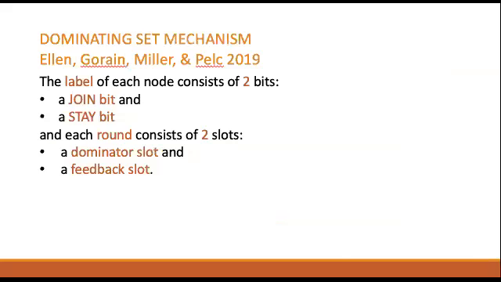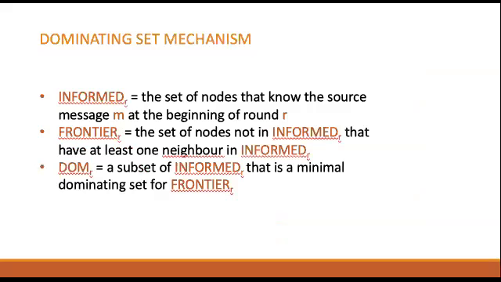In the dominating set mechanism, each node has a label consisting of 2 bits, which are called the join bit and the stay bit. Slots are grouped into rounds with 2 slots each, a dominator slot and a feedback slot. At the beginning of each round R, 3 sets of nodes are defined. Informed is the set of nodes that know the source message. Frontier is the set of nodes that don't know the source message, but have at least one neighbor that does. Finally, DOM is a subset of the informed nodes that is a minimal dominating set for the frontier nodes.